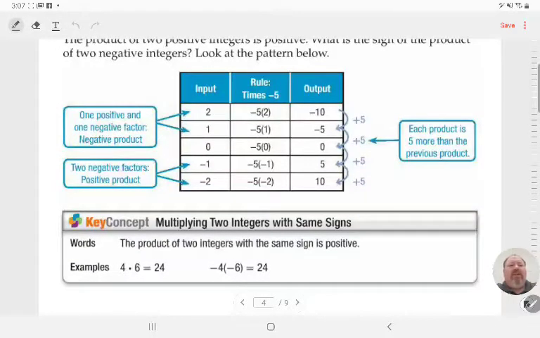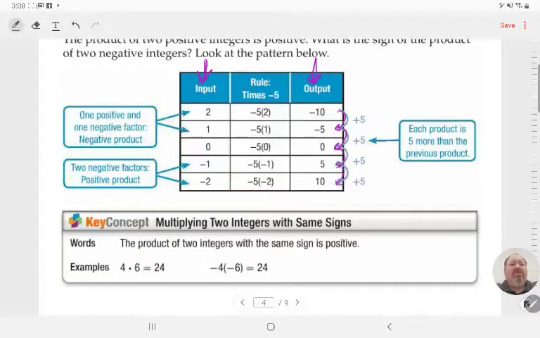All this table is showing us is it's demonstrating to you how we multiply negative numbers together and positive numbers together. So for example, if I'm taking all of these numbers in the input and I am multiplying them times negative 5, I am going to then get an output, okay? And since every time it's negative 5, it should go up by 5 every single time, okay? So if we start with 2, a positive 2 times a negative 5 gives me a negative 10. A 1 times a negative 5 is a negative 5. 0 times anything is 0.